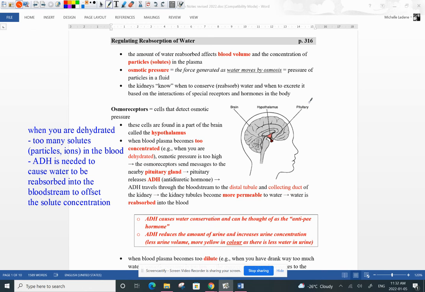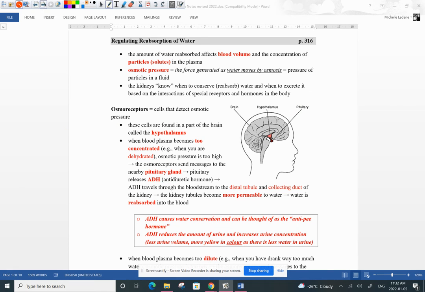So you can see here's in your brain, the pituitary is just this little gland, tiny, probably about like the size of your pinky fingernail or so. And it is just going to release this hormone ADH, the anti-diuretic hormone, or the anti-pee hormone. And so when water then gets reabsorbed, it moves from the kidney tubule, the distal tubule or the collecting duct, and goes back into the bloodstream, back into our tubular capillaries, and that's going to offset the too high salts, the particles, the solutes, and that puts your body back into balance.